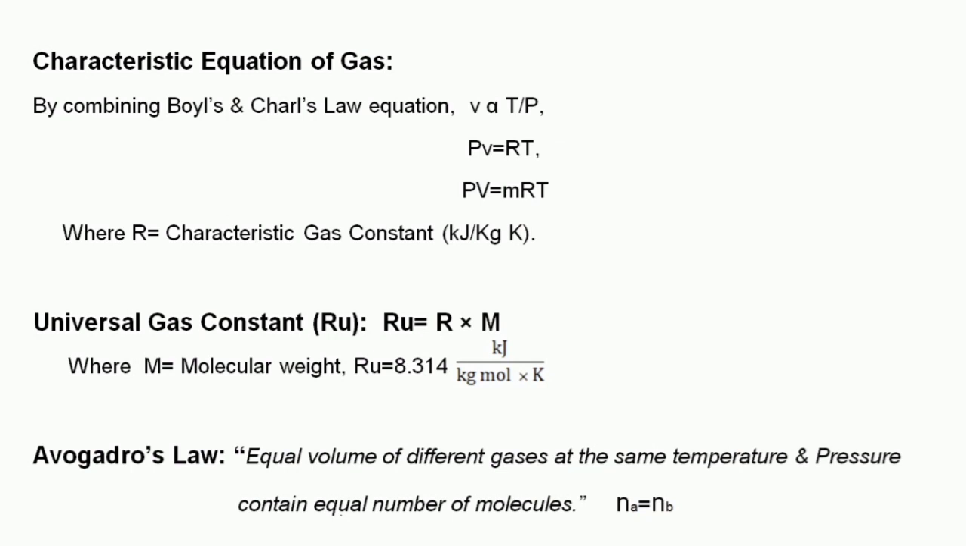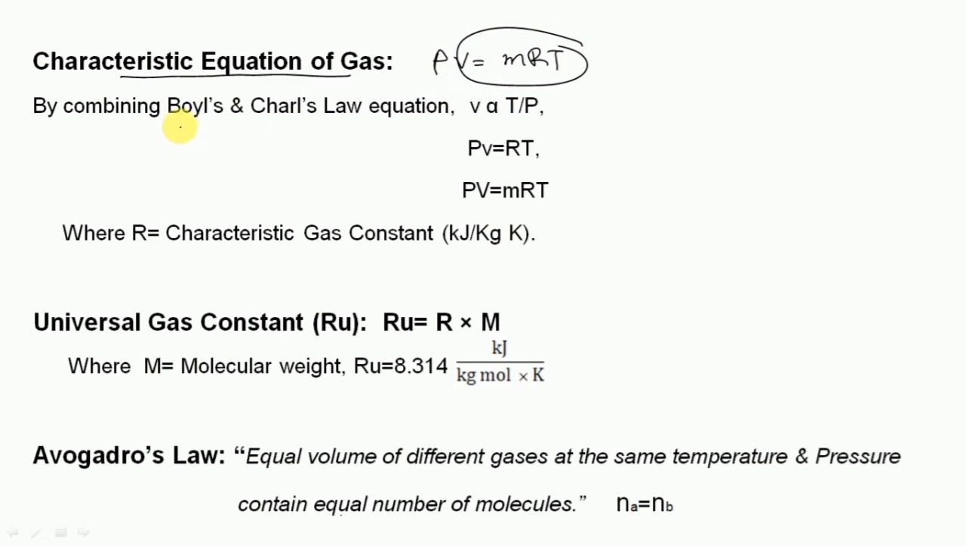The second thing is the equation of gas, or the characteristic equation of the gas. We already know the gas characteristic equation is PV is equal to mRT. This is the gas characteristic equation. So how does it come? Let's start.